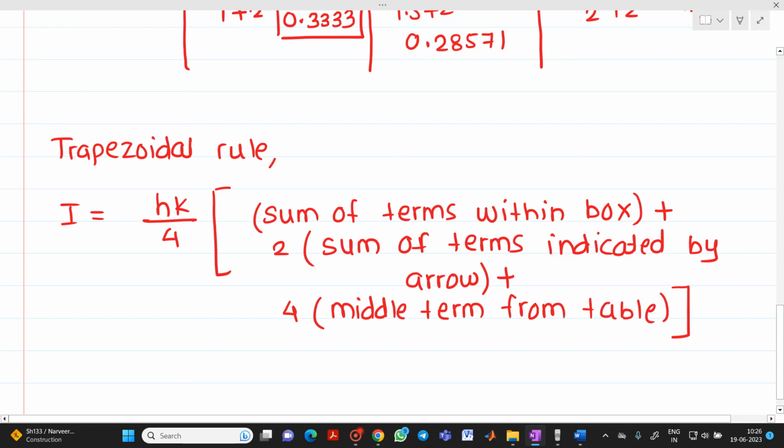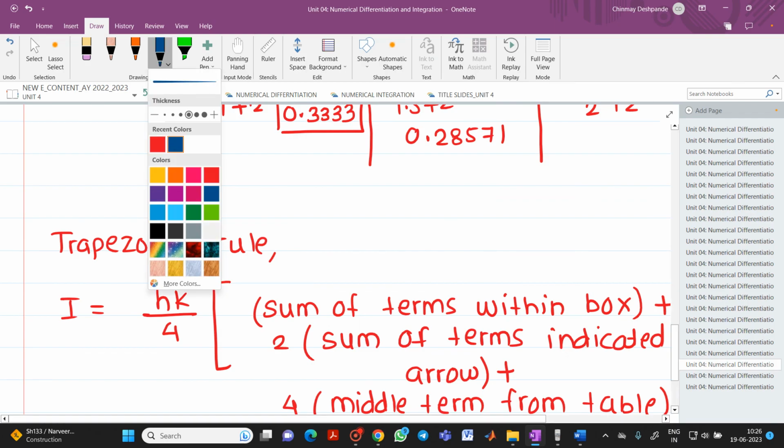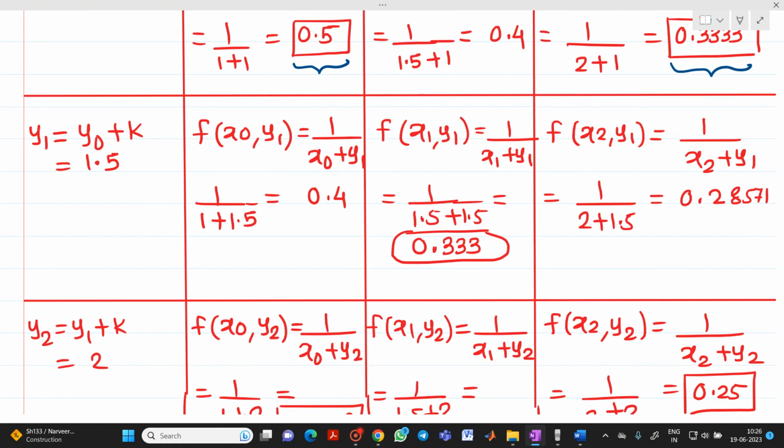Now what we will do, let me first change the color. And here if you see now, these values are kept in a box, means all corner elements we have to sum, all corner elements, okay. Then indicated by arrow means which values? This value, the answer of this, this, and this element, and this will be your middle term or middle value from the table.